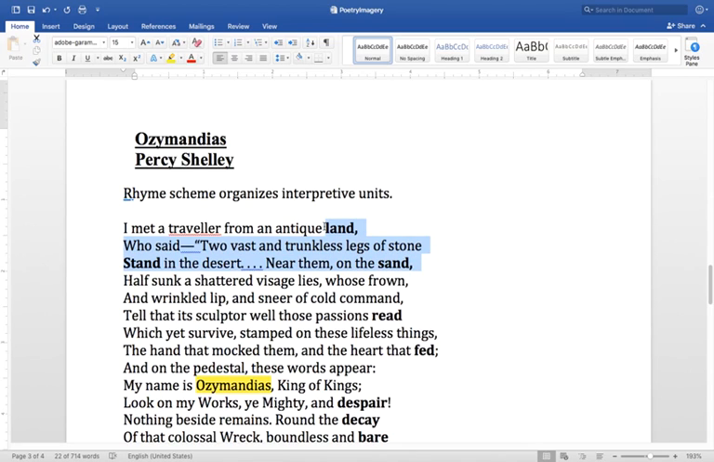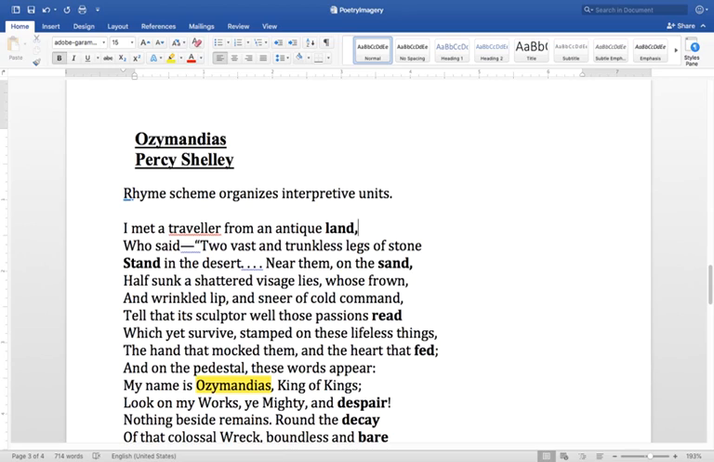And so keep these two things in mind. If rhyme can organize interpretive units, sometimes it can subdivide those units as well. So lines 1 to 3 are one unit because of land and sand, but within that one unit, there's a mini unit between land and stand over here. So what happens? The I, there's a first-person perspective in this poem, meets a traveler, and the traveler comes back from this land.